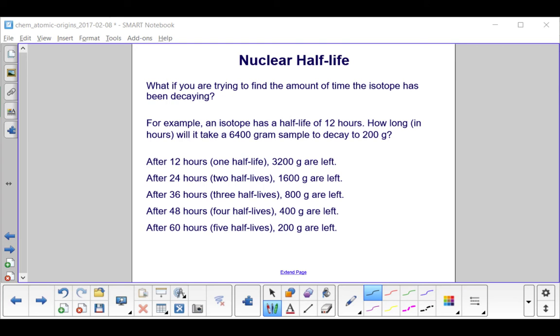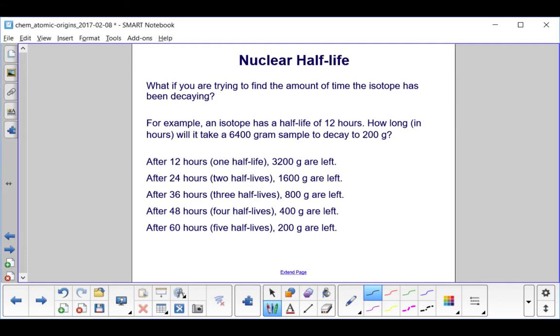What if you're trying to find the amount of time the isotope has been decaying rather than how much might be left? For example, an isotope has a half-life of 12 hours. How long in hours will it take a 6,400 gram sample to decay to 200 grams?